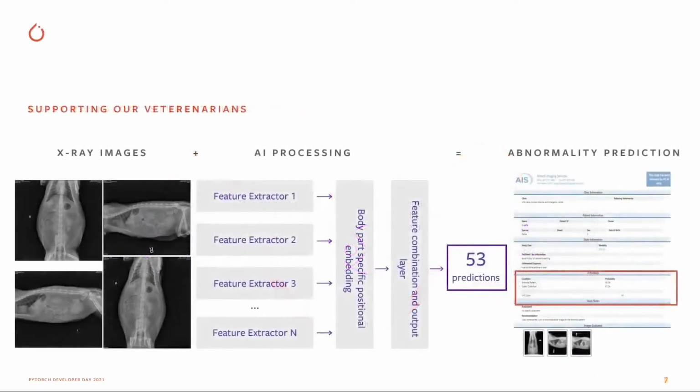In inference, we found that using a fairly large ensemble really helps our robustness and also the accuracy for at least some of the findings. We have a couple of different feature extractors that are quite dissimilar from each other, and we use those to extract features. Then we combine those features with information about view, position, and body part that we obtain from earlier models, combine everything into 53 predictions.